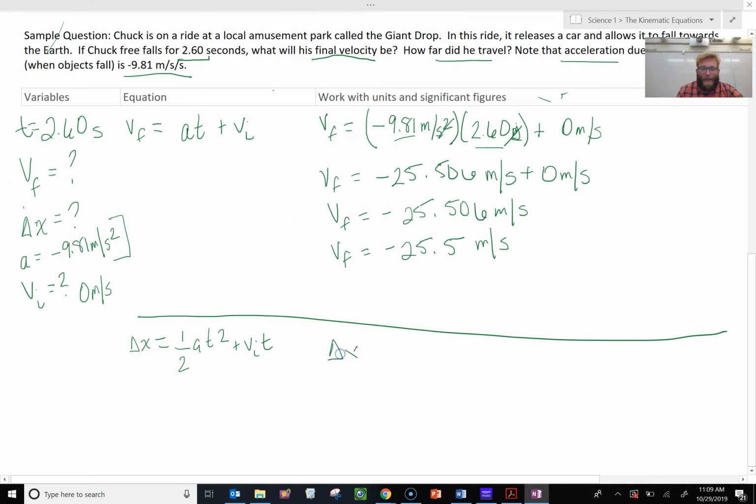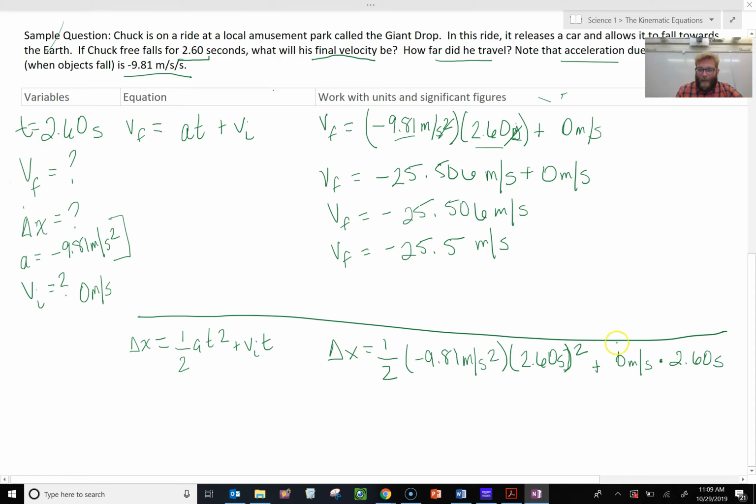So I know my delta x is equal to 1/2. My acceleration is negative 9.81 meters per second squared. And I know my time is 2.60 seconds squared. So again, that's seconds, and this is in the parentheses, so I've got to square this thing first. Plus my v_i t, so that's 0 meters per second, times my time, which is 2.60 seconds.